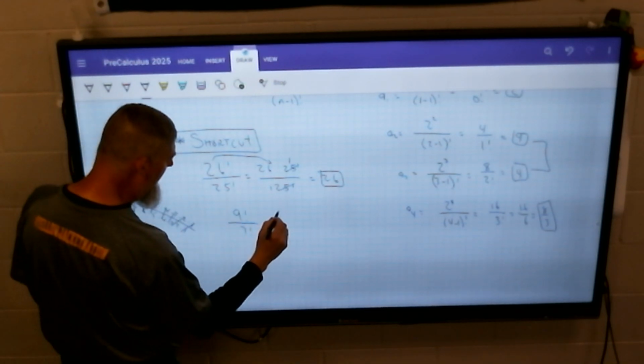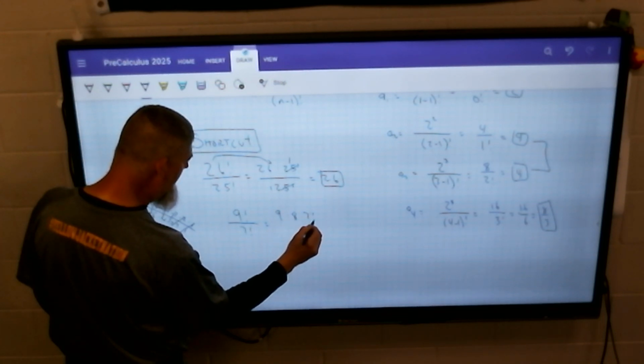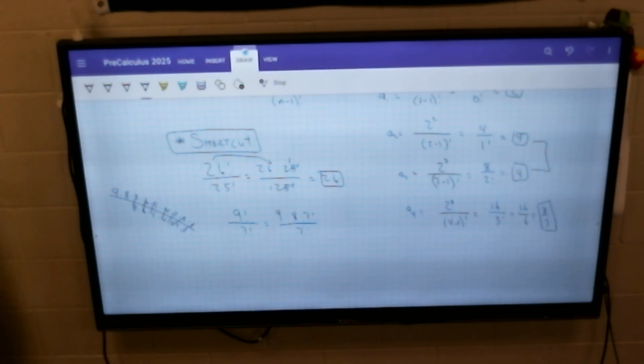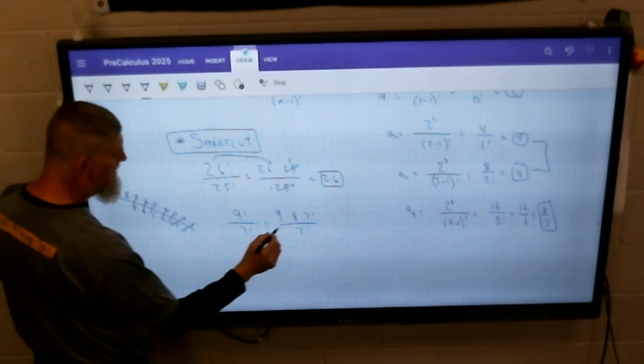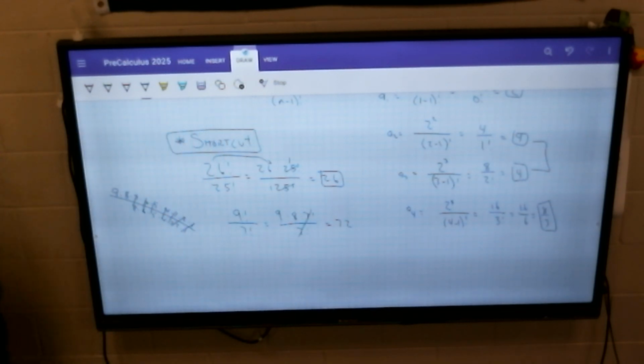So it's like saying 9 times 8 times 7 factorial over 7 factorial. So 9 times 8, so the answer is 72. Because those would cancel. That is kind of a cool little bit of a shortcut. You're going to be able to use your calculator for these, but that's a little bit of a shortcut, especially if you're on a test or you're going fast.